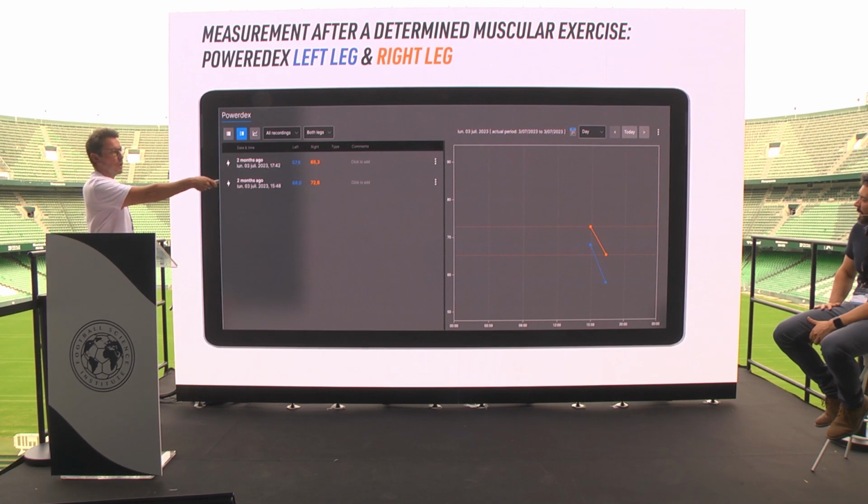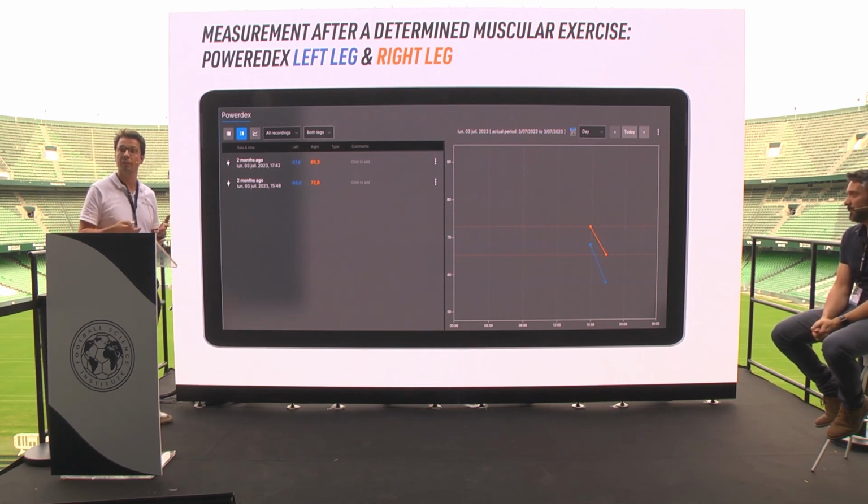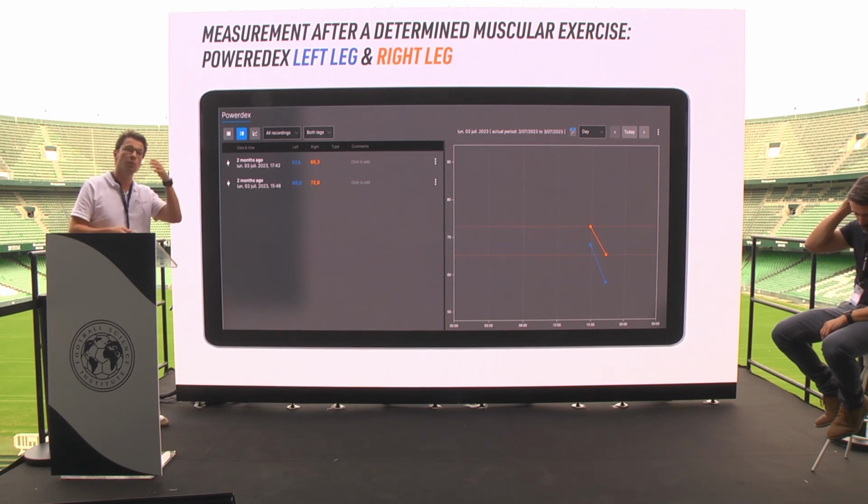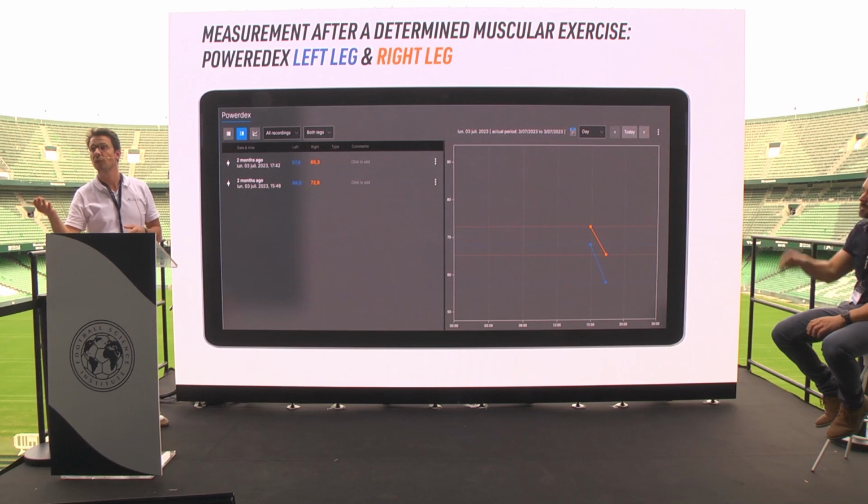And we can see on the graph easily that there is a drop of the values, and we can also observe that the left leg is dropping more in terms of fatigue than the right leg. This used to happen. Sometimes there is an imbalance in the capacity to resist fatigue. So this is basically what you can obtain by doing just a measurement before training and a measurement after training.